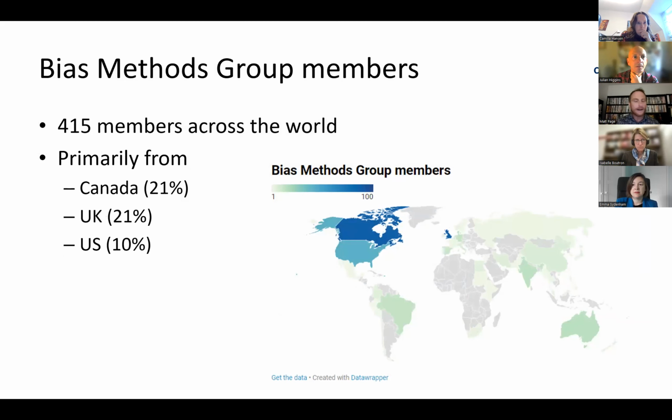So who we are and where we're from: the Bias Methods Group consists of 415 members worldwide. This graph, a picture of the countries, shows the distribution of people in our membership, with primarily people coming from Canada, the UK, and the US. But we do seem to be in every continent. A quick look at that there, but hopefully we'd like to build our footprint even more over the coming year.